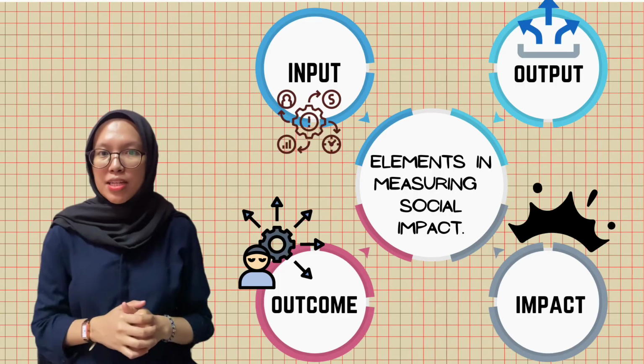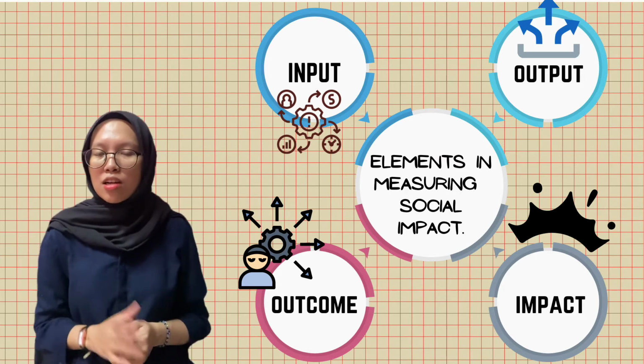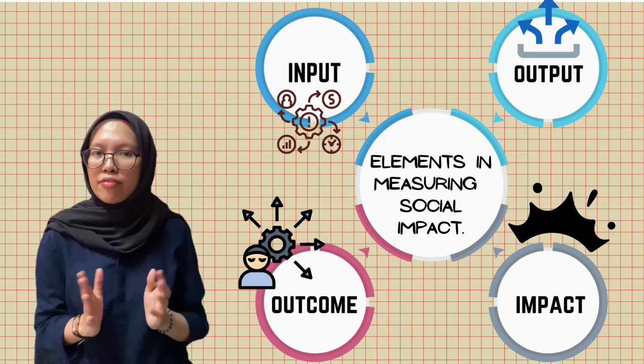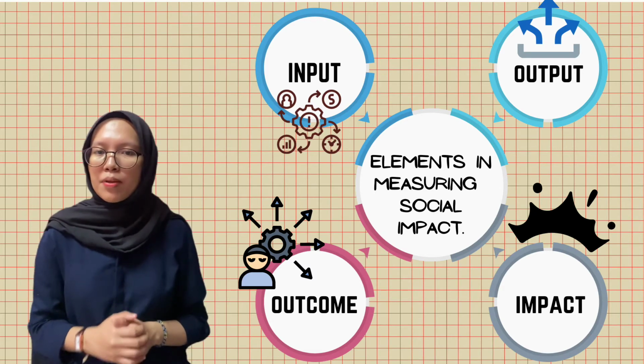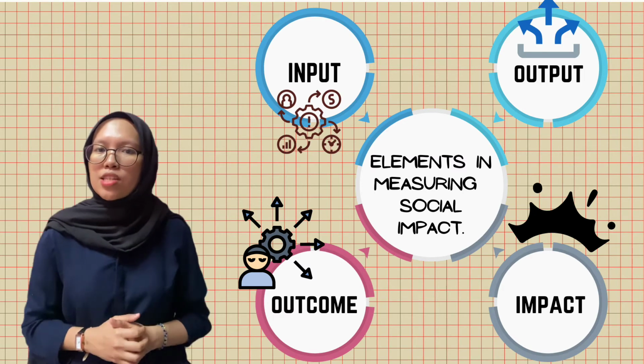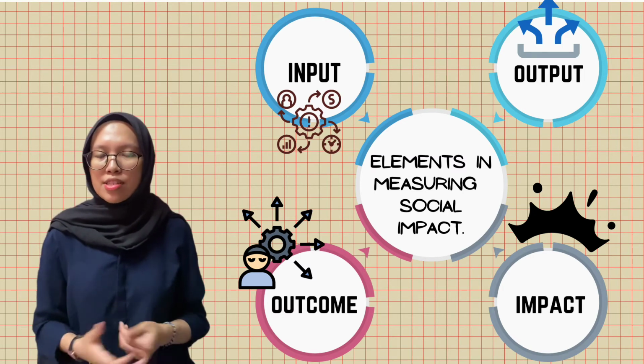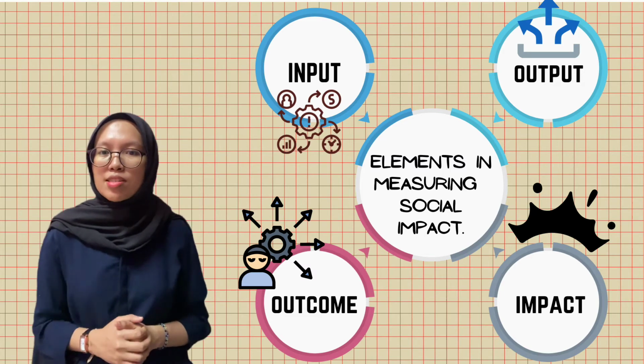The first element is input, which means projects that are invested are measured as a cost that includes financial and non-financial resources. For example, money, time, staff, and more. The second one is output that implies what is done or offered in the project. For instance, a training program provides graduates.